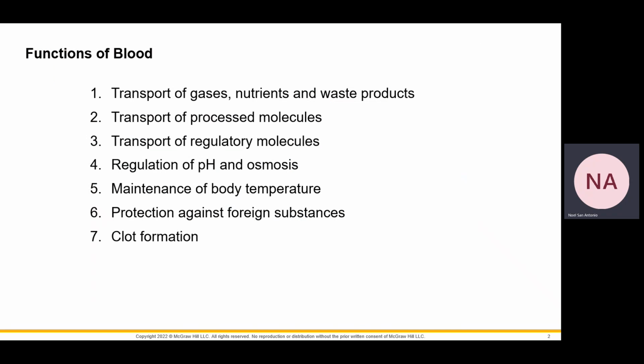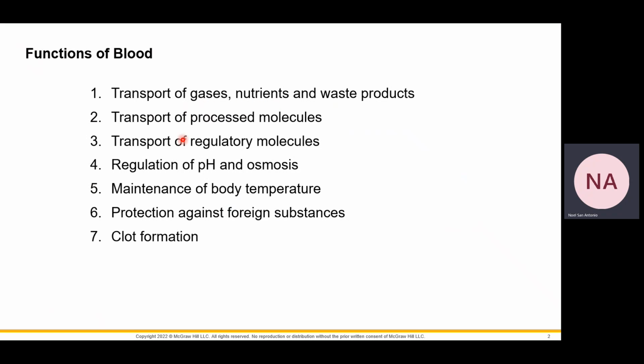Okay, so what are the functions of our blood? Number one, it transports gases, nutrients, and waste products. During our discussion of our respiratory system, we discussed how oxygen and carbon dioxide are transported through our blood, specifically by our red blood cells. Aside from the gases, our blood also transports nutrients and waste products.